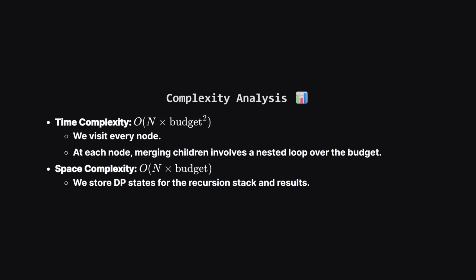So how expensive is this? The time complexity is big O of n times the budget squared. This is because for every employee, we are essentially merging lists of size budget. The merging process is quadratic with respect to the budget. The space complexity is big O of n times the budget to store the DP tables during the recursion. Since the budget is usually small in these types of problems, this solution is efficient enough.